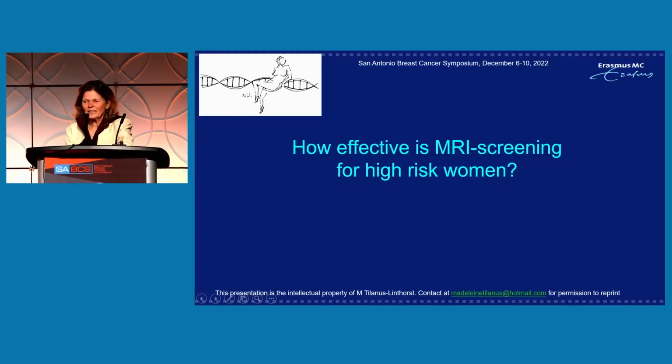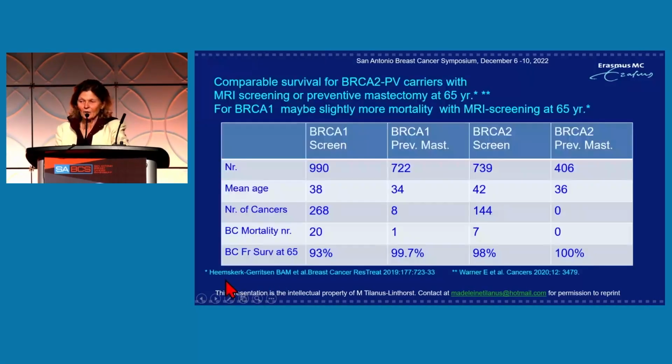How effective actually is MRI screening with mammography for women with high risk? There haven't been performed randomized controlled trials, and there will not be, between screening these women with MRI and mammography and no screening. However, there are several observational studies with long follow-up that compared, for instance, in this large study, women with BRCA1 mutations, healthy women, who were screened versus those with risk-reducing mastectomy, and the same for the BRCA2 mutation carriers. Mean age was between 34 and 42. And of course, with screening, you get more cancers than after the mastectomy.